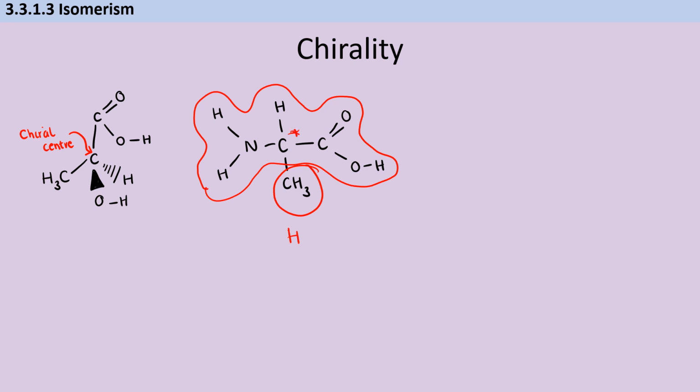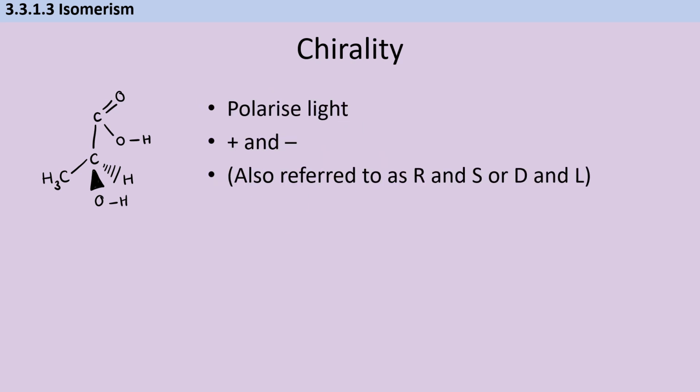Now you might be looking at this and thinking, well, hold on, that carbon is bonded to two different carbons. And it's true, it is, but we need to think about the whole group. So in this example, on the right-hand side, we've got that whole carboxylic acid group, whereas on the bottom, we've got that methyl group. So even though they both have a carbon bonded to that chiral carbon, the group as a whole is different.